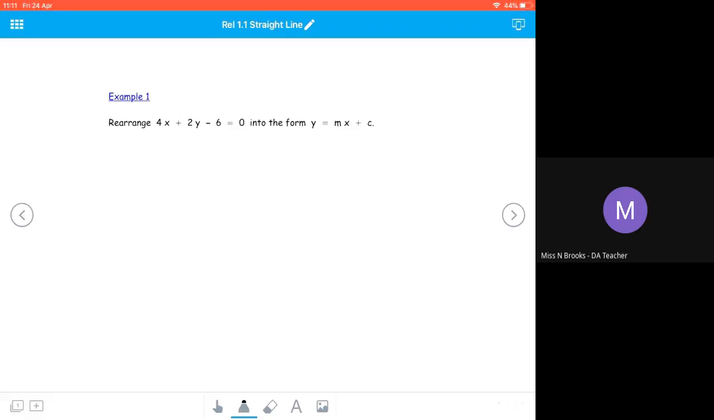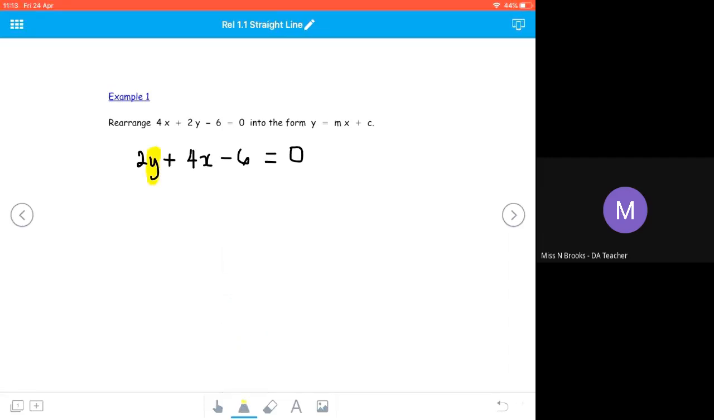So let's have a go at this. So we've got 4x, and I'm going to write the 2y in front because that's what I'm going to end up with. And I'm going to take away 6, and that equals 0. So I'm writing it in a slightly different format because I want the y term to be on its own. So I'm going to highlight that y because that's what I'm trying to get.